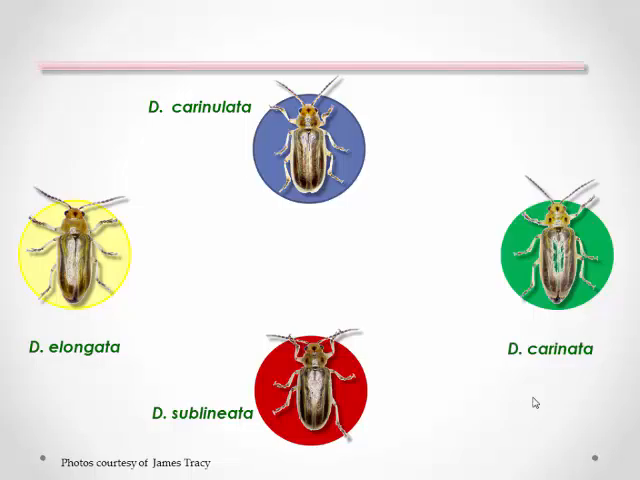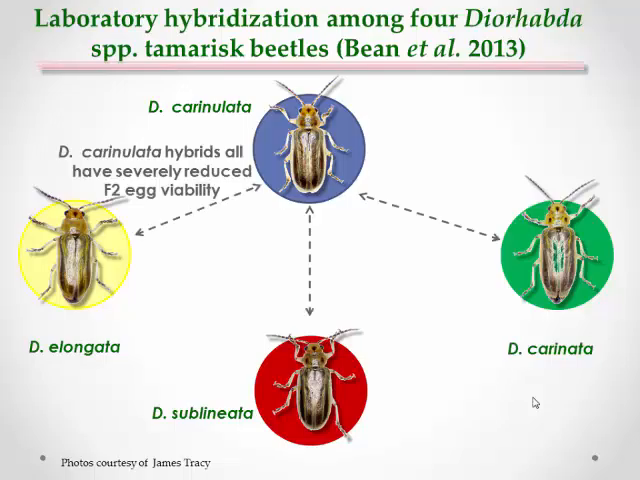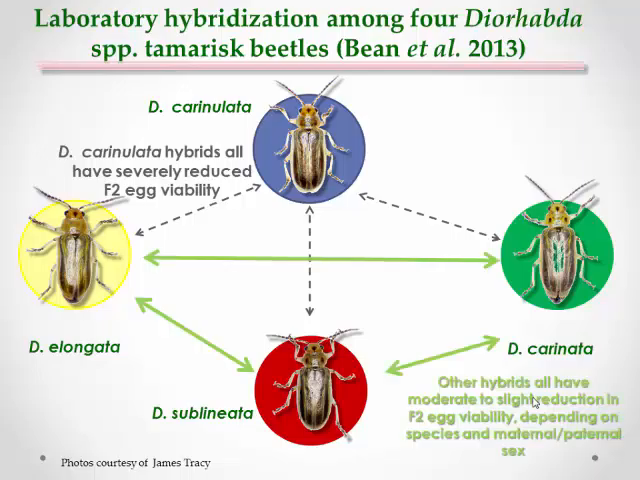So here are the 4 species of beetles that have been released since 2001 in the United States. And there has been some preliminary work done on potential hybridization of the beetles, mostly by Dan Bean. And what he showed is that Carinulata, which is the northern beetle found mostly in Colorado and northern latitudes, does not hybridize with the other 3 populations. However, there is evidence that the other 3 species can hybridize with only a moderate or slight reduction in F2 egg viability, depending on the exact species cross and also the maternal and paternal sex. So for the rest of the talk, we're talking just about these 3 species mainly.